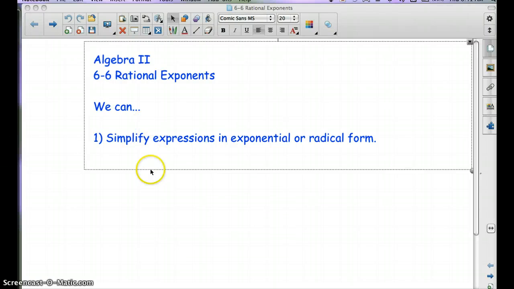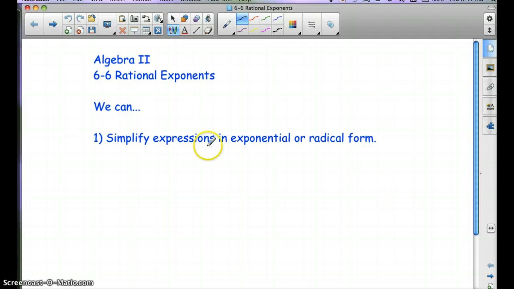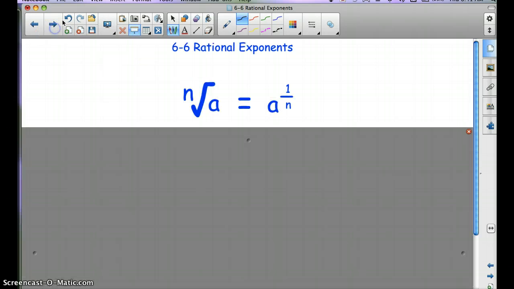Hi, Algebra 2 students. We're going to talk about rational exponents. We're going to be able to simplify expressions in exponential or radical form. We're just going to focus on rational exponents and simplifying those first.